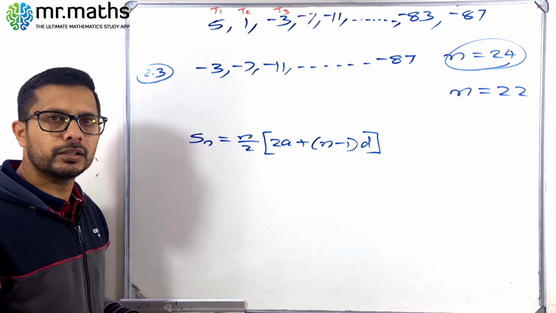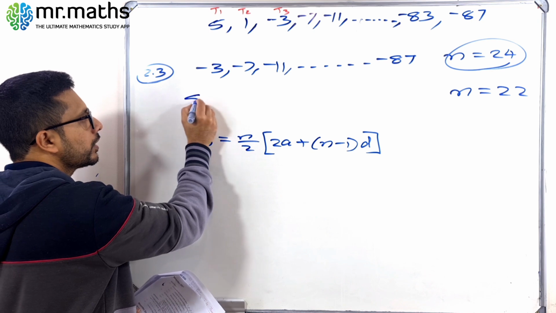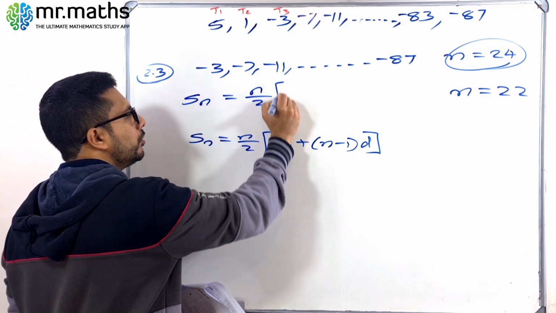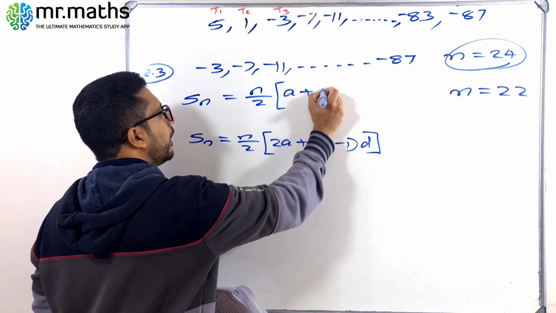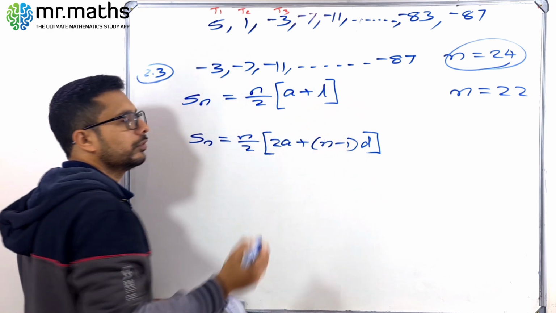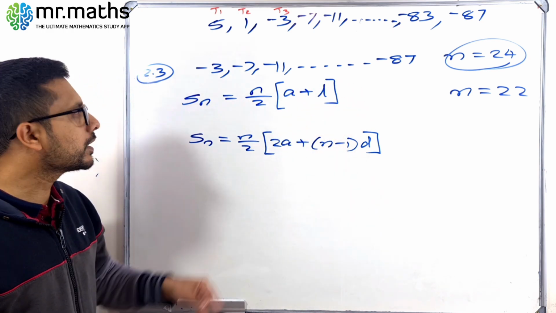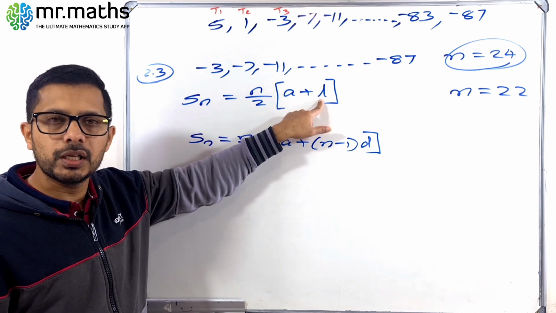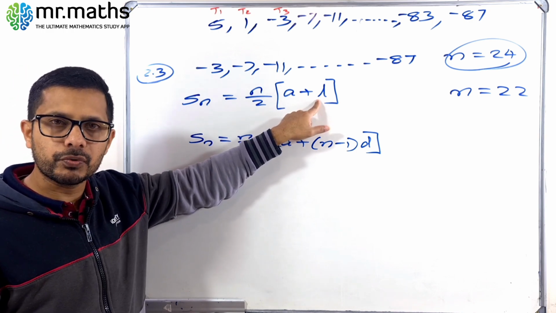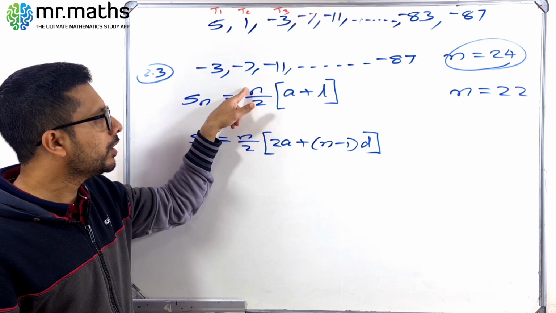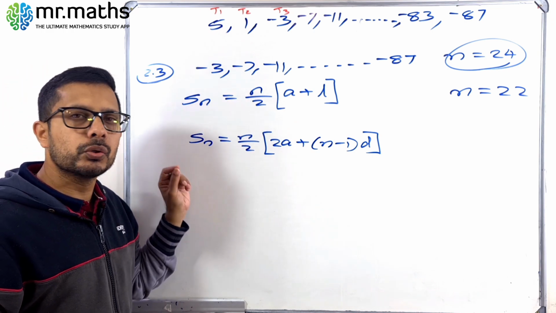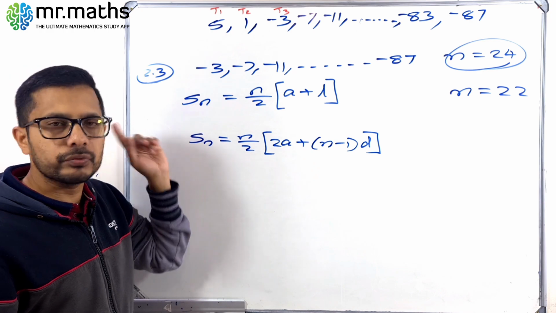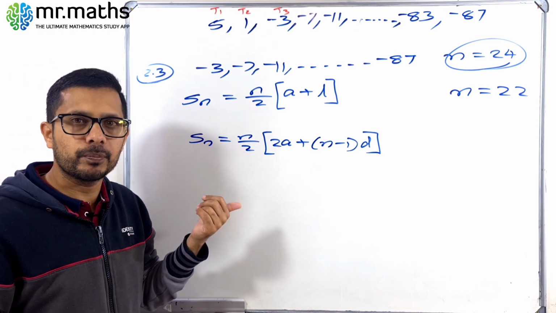What is that formula? Sn is equal to n over 2 into (a plus l). You remember this formula? What does a stand for? First term. What does l stand for? Last term. L stands for the last term. N means number of terms. Okay, so you can use this formula when you know the first term and the last term.